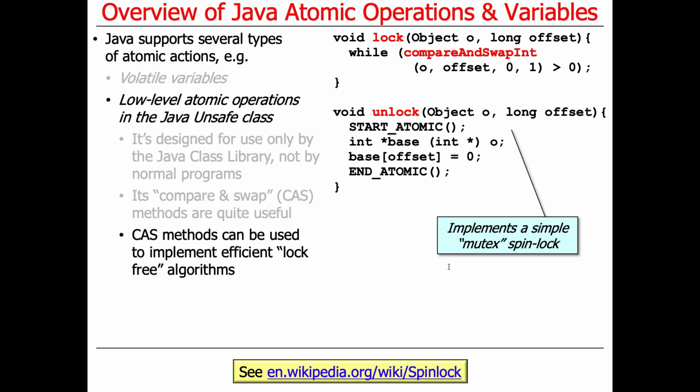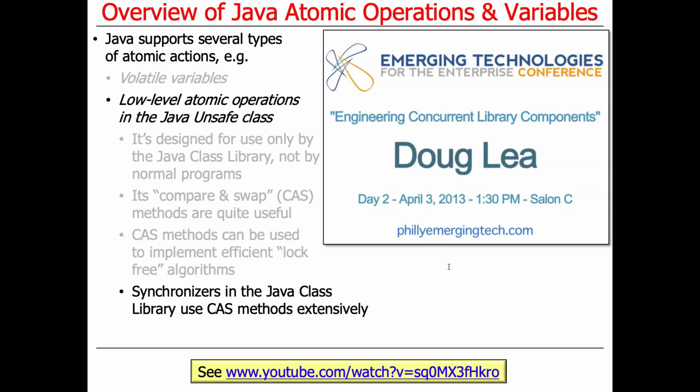So here's a couple operations, lock and unlock. Lock takes an object and an offset and simply keeps going until the value is 0 at that offset, in which case we atomically set it to 1. So that's how you do lock in a lock-free algorithm, or a spin lock. We unlock something by simply setting the value at that offset to 0. So 0 means free, 1 means in use, and that's a super simple example of a spin lock.